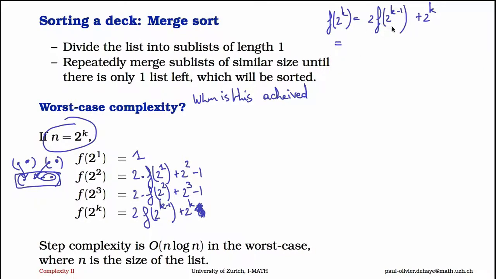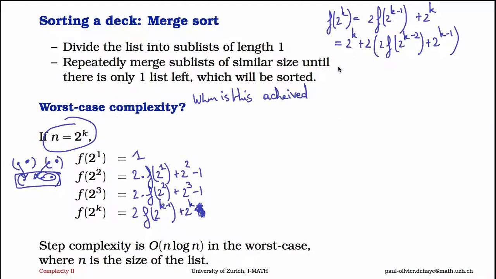Okay, but obviously this is a recurrence relation, so for this f of 2^(k-1), I can use this exact formula where I replace k by k minus 1. So I write 2^k first, plus 2 times the same thing, but where I replace k by k minus 1. So this would be 2 f(2^(k-2)) plus 2^(k-1).